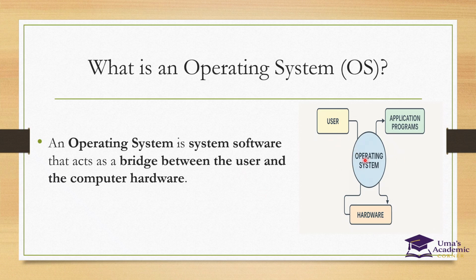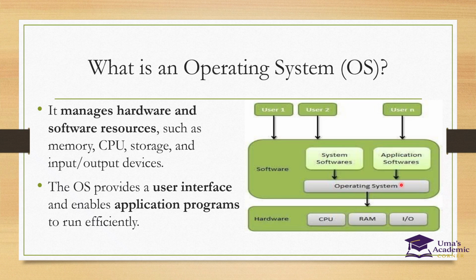So without the operating system, the user cannot directly interact with the hardware parts. So we need the software called an operating system to interact with the hardware parts of the computer. The operating system will manage both hardware and software resources like memory, CPU, storage, and input-output devices. So the operating system acts as an interface between the hardware and the software.